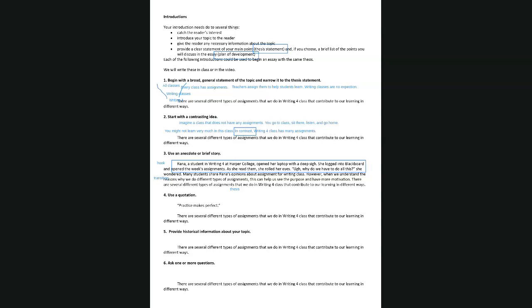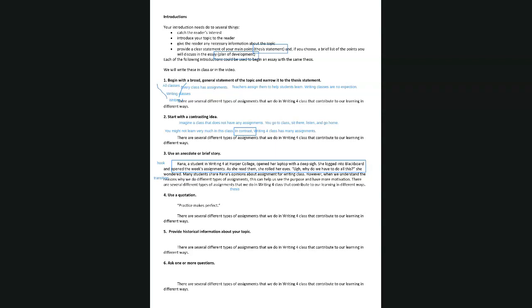So far you have seen three different types of introductions. Different introductions work better for different essays. That's a very important point, okay? So for example, I think this contrasting idea works for many types of essays. It doesn't work great in this essay. It's okay, but it's not great. Let's look at the last three different ways.